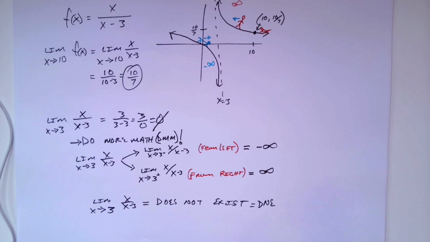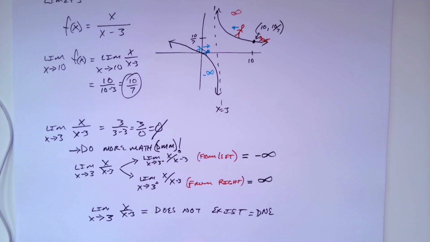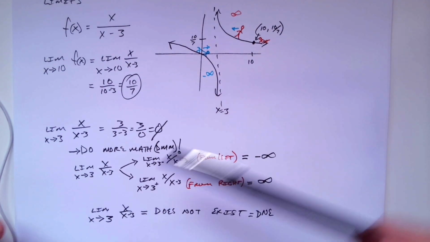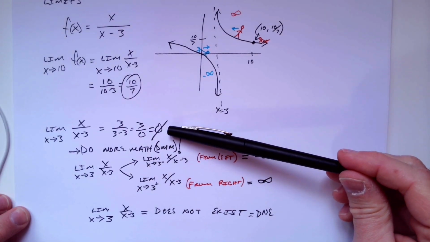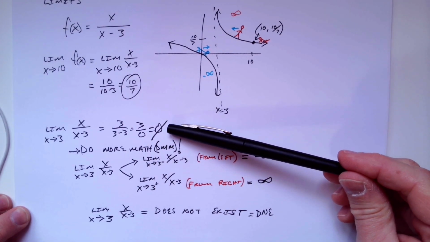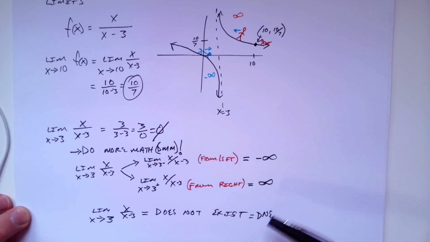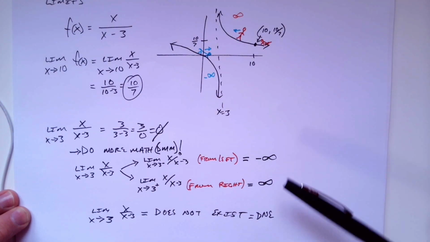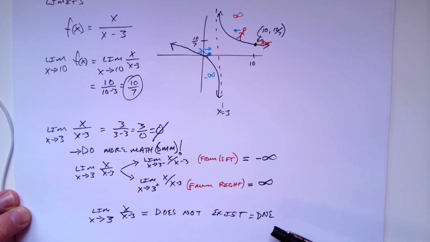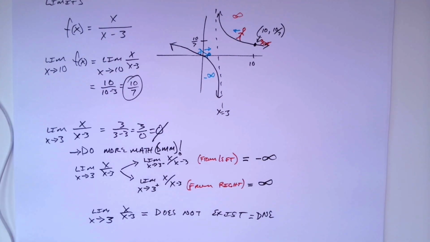There is no limit to this. Keep in mind, we're not saying we do not know what the limit is. We're saying there is no limit. It's a very big difference between those two things. Up here, when we got undefined, we said we don't know. That's what this meant: we don't know. We need to do more math. We found that it's negative infinity from one side, it's positive infinity from the other side. So now we know the limit. The limit doesn't exist from both sides because it's going to different locations.